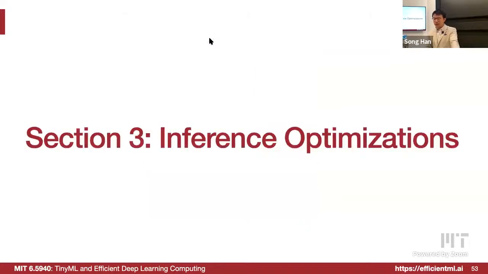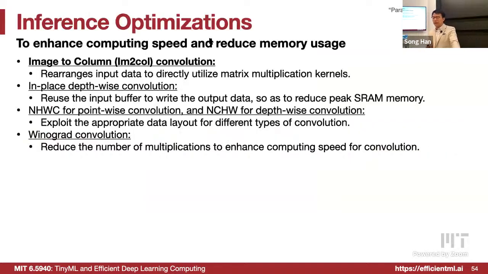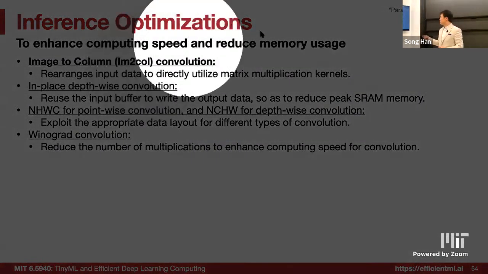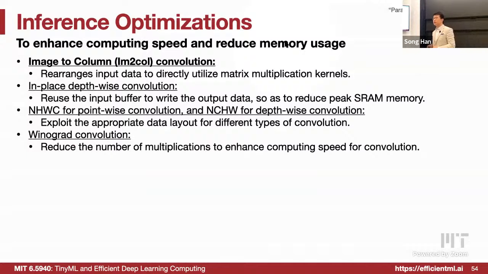All right, so that concludes our section 2. Now let's switch gears to section 3 about inference optimizations. To enhance the compute speed and reduce the memory usage, in the previous lectures, we talked about several techniques like pruning, quantization, neural architecture search, distillation. They are not function preserving, right? So they change the workload.